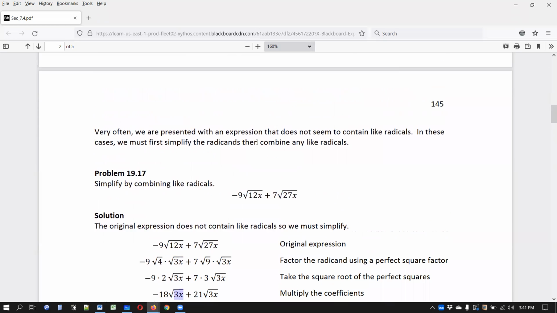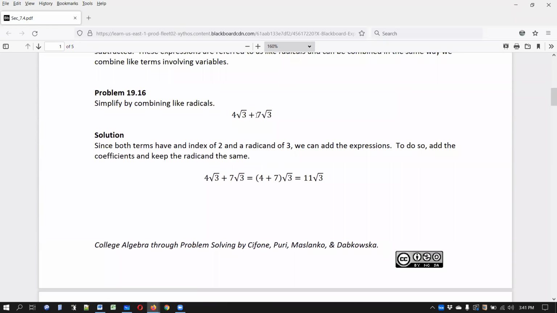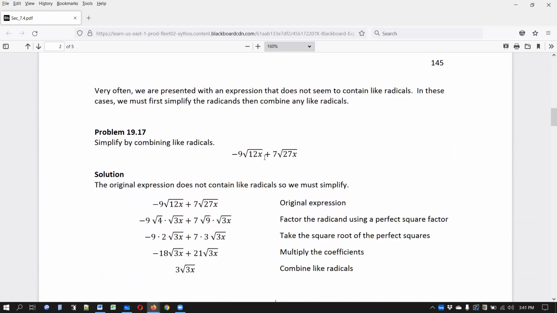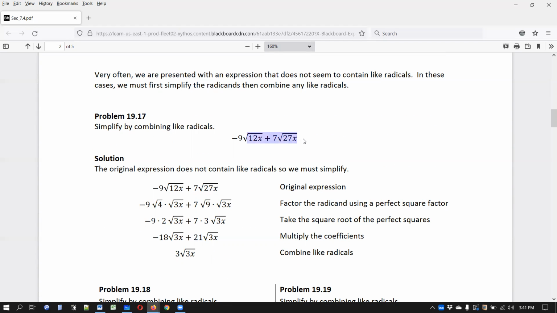Okay, so this is the basic case where the two radicals are easily identified as like radicals. We perform the operation on their coefficients. And in the case where apparently they are not the same, but it is possible through simplification that they become the same, we perform the addition or subtraction, keeping the radical the same.